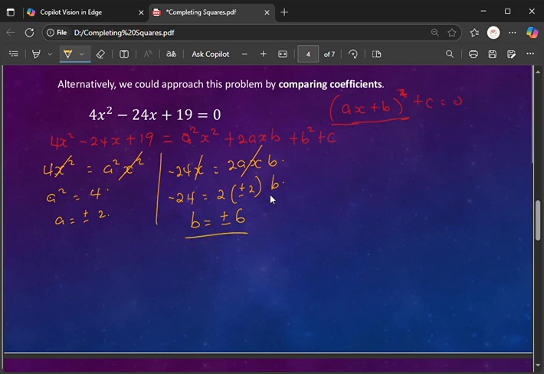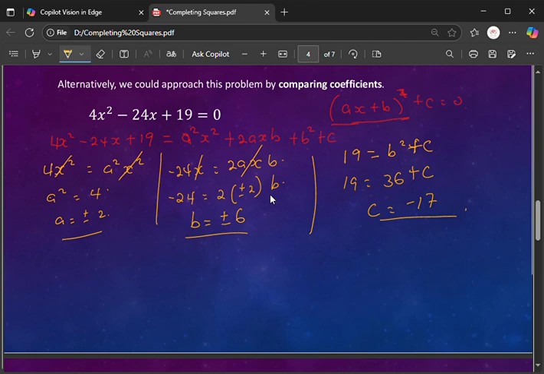So we have got a and b. Now let's look at c. 19 on the left equals b squared plus c. We already have the value of b. So either positive or negative, squaring them will give us the same answer. So this time we don't say plus or minus, so we can just say 36. 6 squared is 36, and simplifying will give us negative 17 as c. I hope that makes sense.